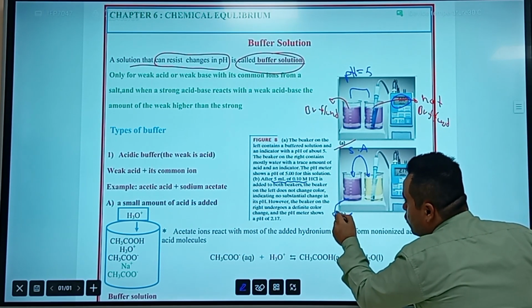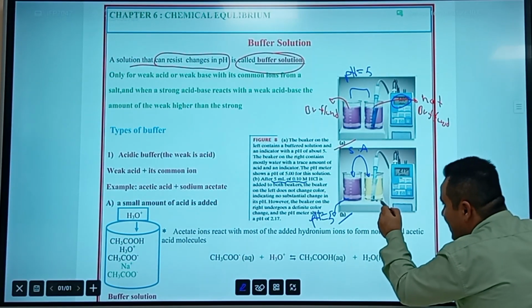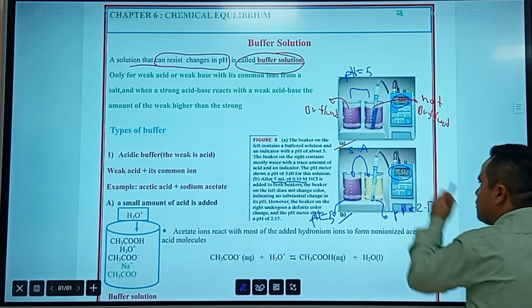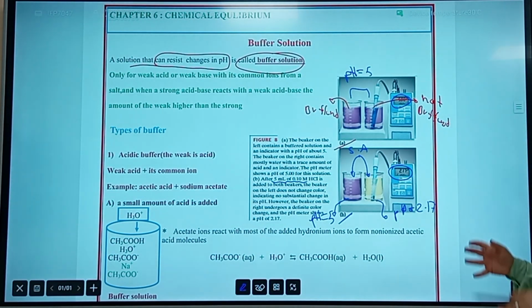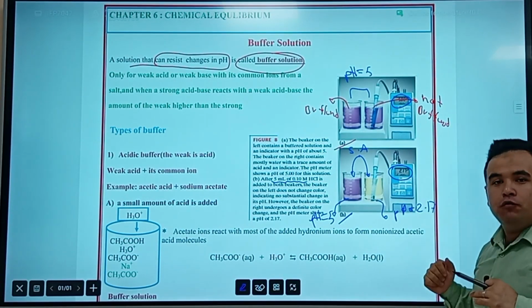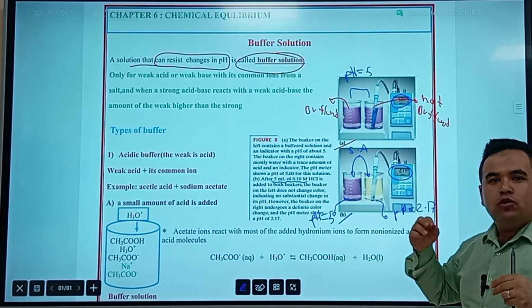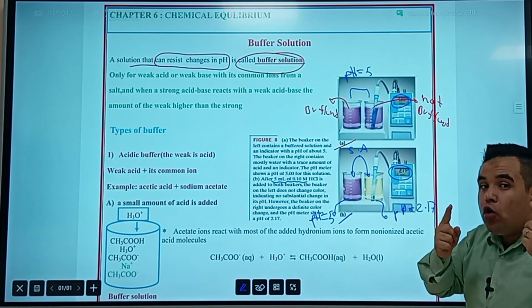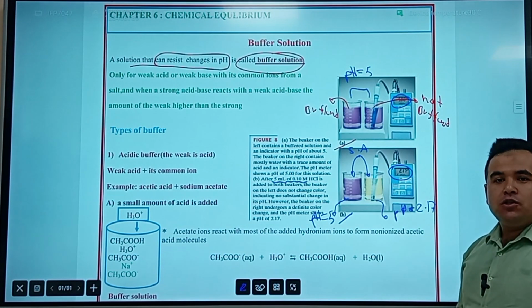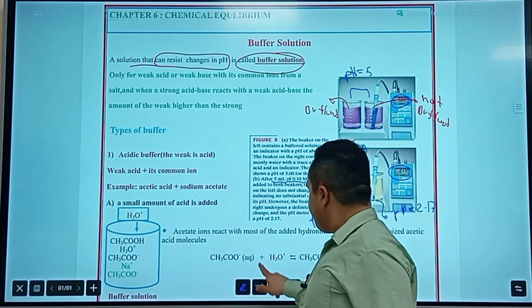Here the pH of a solution remains constant at 5, but the pH of this solution reduces to 2.17 as it's recorded here. That's the difference between a buffered solution and a non-buffered solution. A buffered solution, as you can see, resists change in pH when a small amount of strong acid or strong base is added, but the non-buffered solution has no such tendency to resist change in pH.